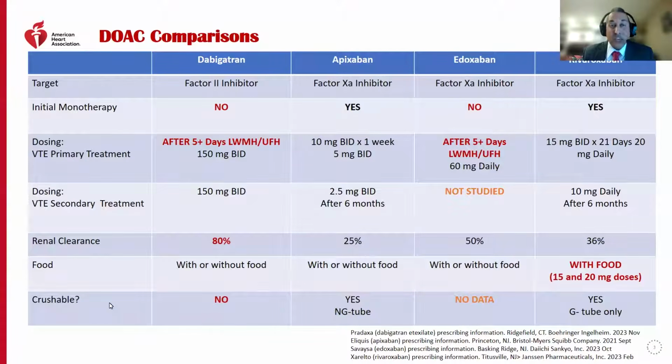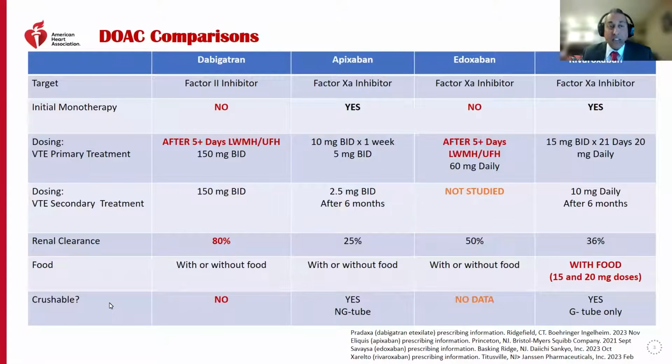That's the way they're labeled in the United States, whereas the studies with apixaban and rivaroxaban, respectively, allowed those agents to be used up front as long as patients did not receive more than 48 hours of parenteral therapy. Those two agents are labeled for initial primary therapy, whereas dabigatran and edoxaban are not.